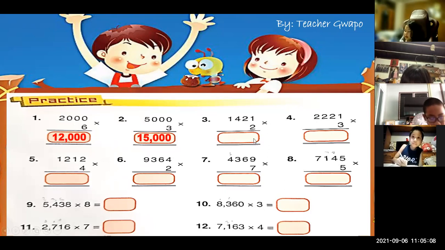1 times 2 is 2. 2 times 2 is 4. 4 times 2 is 8. 1 times 2 is 2. Therefore, the answer is 2,842. Here, number 4. Number 4 is very easy.